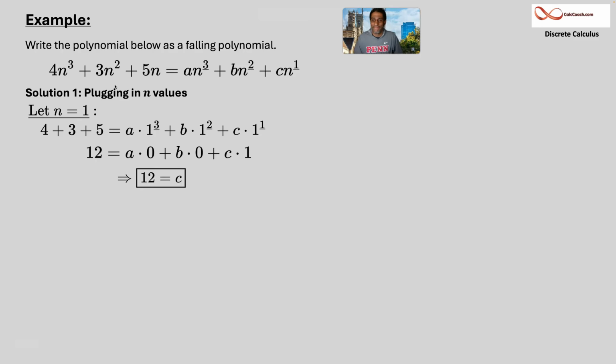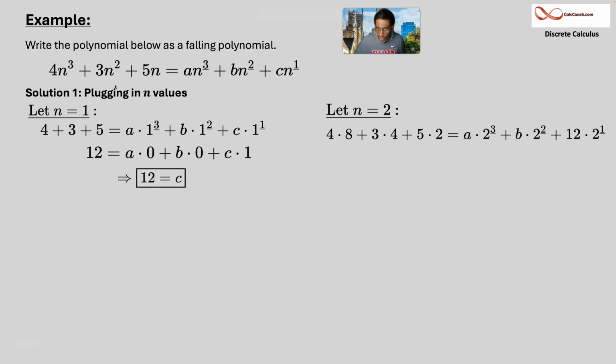Great. We've got to pick a different value, so we'll pick n equals 2. Numbers get a little large on the left-hand side. On the right-hand side, though, 2 falling 3, 2 falling 2, 2 falling 1. We know what c is, we can go ahead and plug that in now. Anytime you get 2 falling 3 or anything falling something that's higher, 0. Anything falling itself is going to be that factorial. And anything falling 1 is just that number.